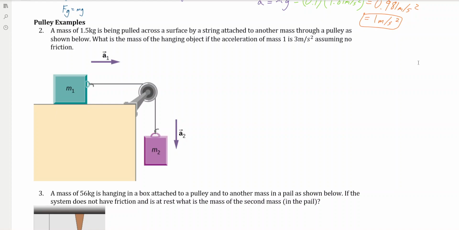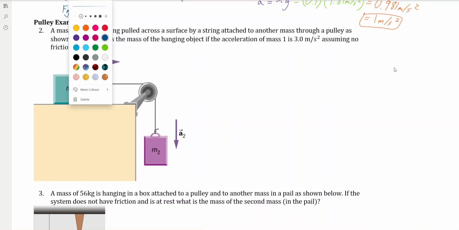What is the mass of the hanging object if the acceleration of mass 1 is 3 meters per second squared? I'm going to say 3.0 so that we have more sig digs, assuming no friction. If you can do this question ahead of time, go ahead and try it out. Pause the video, try it, and see if you get the same result as me.